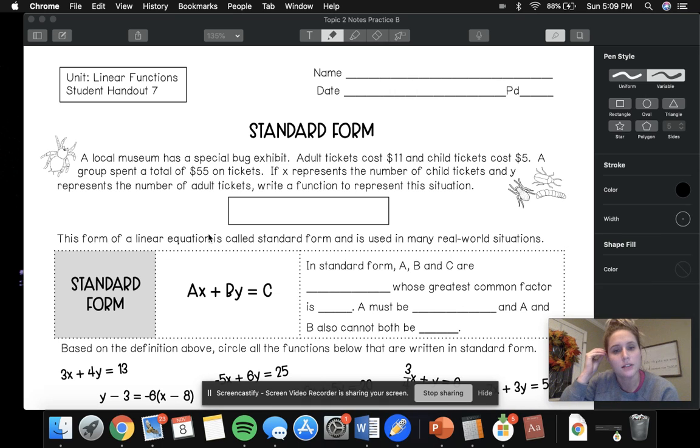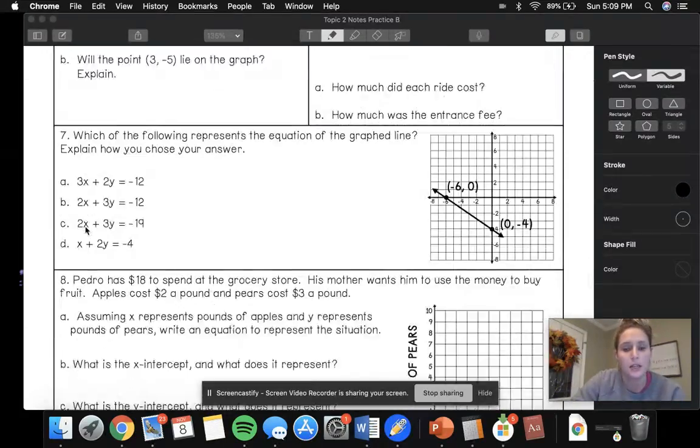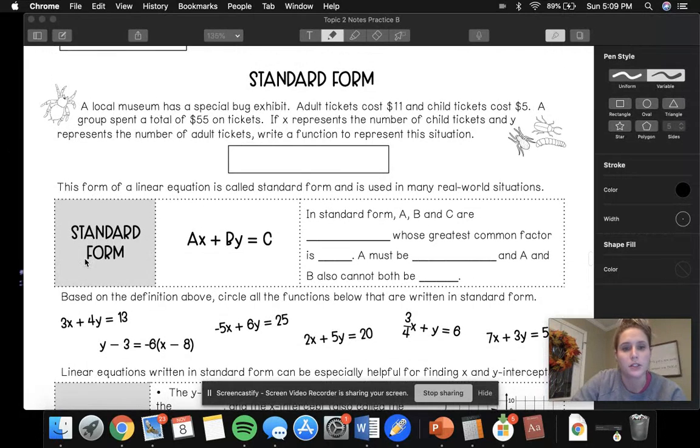Hey guys, today we are going to talk about our last different form of graphing lines, and it's called standard form. So we are on pages 19 and 20 in our notes, and we're going to start off actually with a word problem.